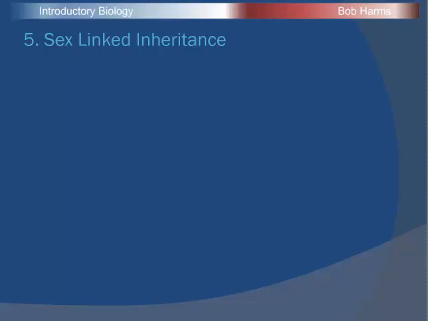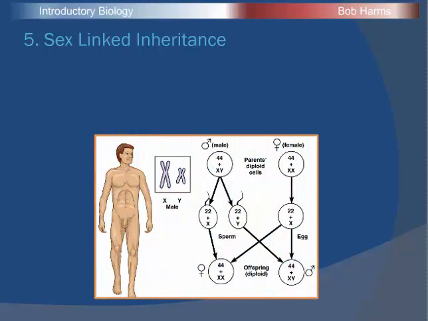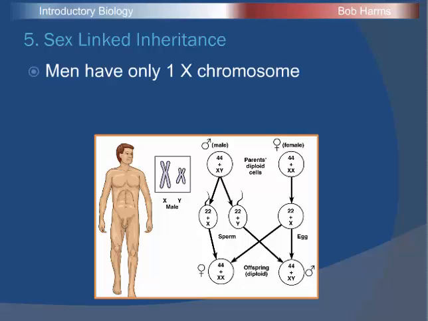Last on our list of exceptions to Mendel's basic ideas is what we would call sex-linked inheritance, or sex-linked traits. These are traits where the gene is located on one of the sex chromosomes, either the X or the Y. The reason we see differences here is that for all of our other chromosomes, remember, men and women both have 2 copies of each chromosome. But for the X chromosome, men only have 1 copy of the X and women have 2.